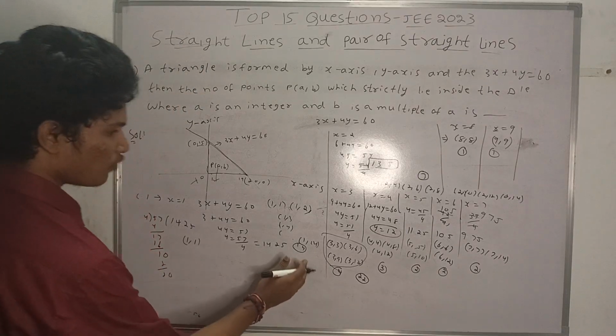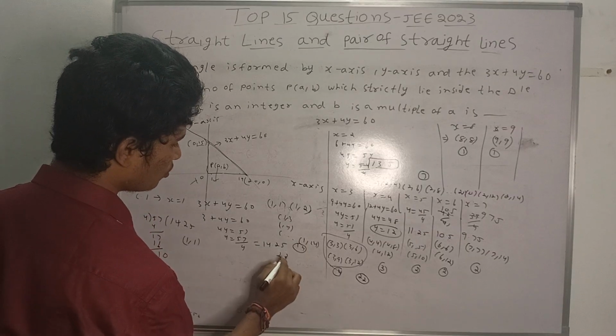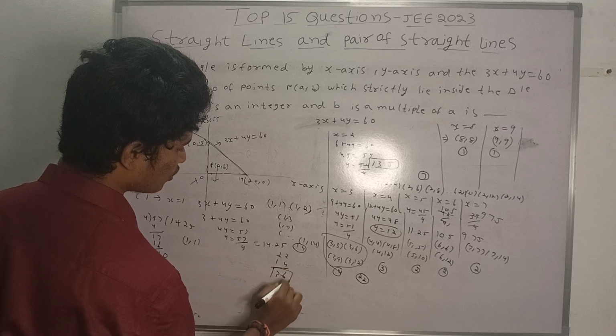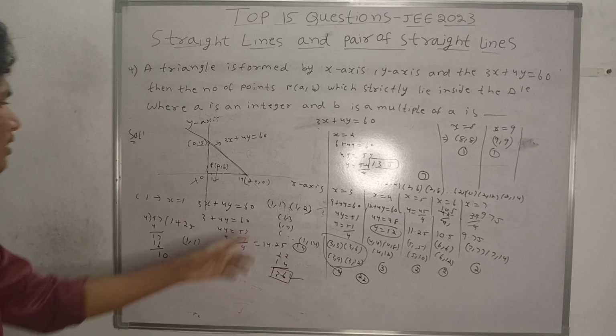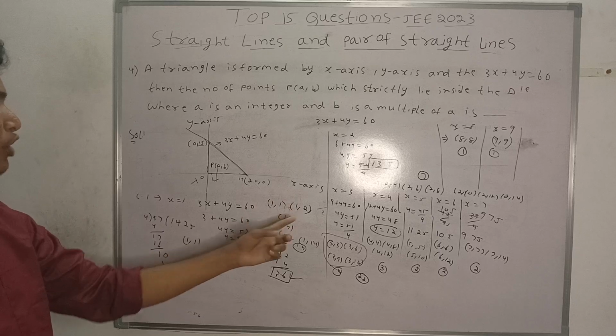So basically the number of points is 14 here, that is 22. 22 plus 14, that is 36. So the answer for this question is 36 here, because the number of points you are getting: 1 comma 1, 1 comma 2, up to 1 comma 14.